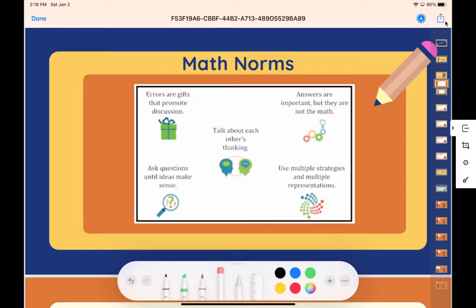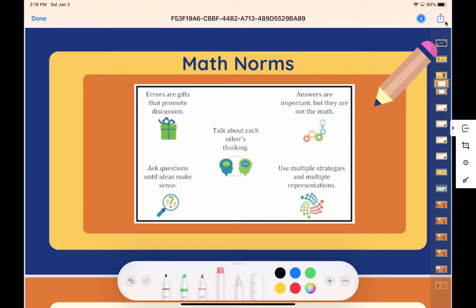This means that even when we don't get the correct answer, it is absolutely okay. And the reason it's okay is because when we make mistakes, it gives us something to talk about that will help us to get better at our math. Our next math norm is to ask questions until ideas make sense.